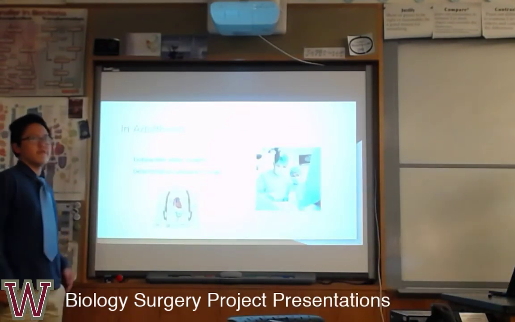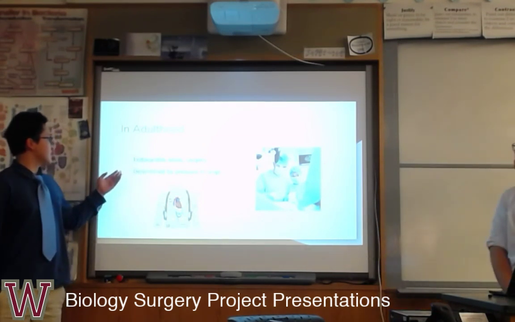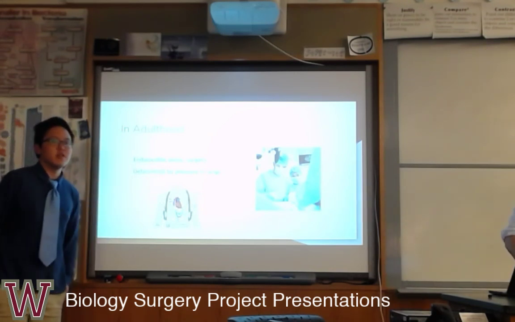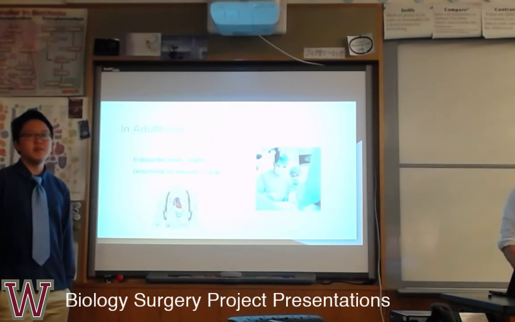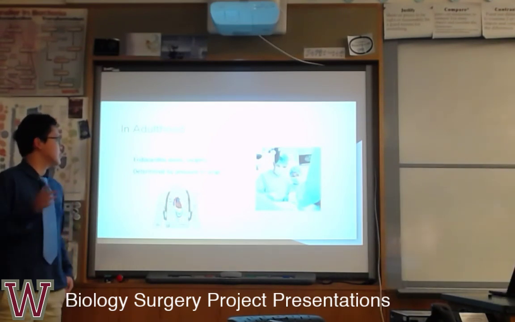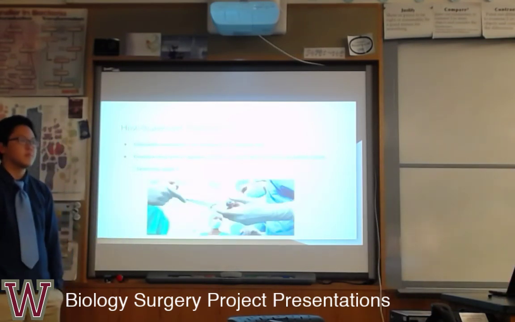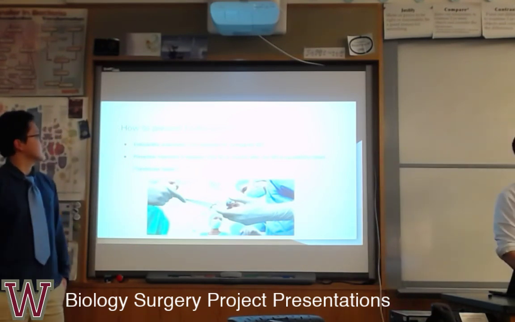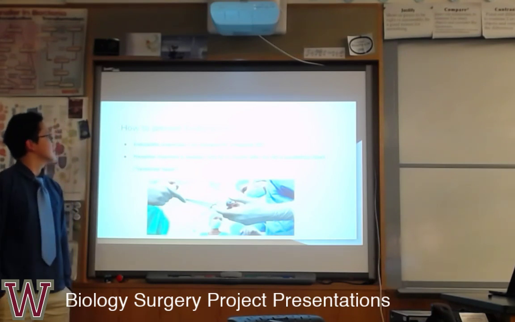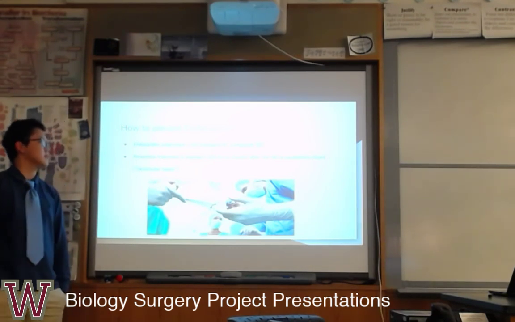So what if you receive the VSD surgery in adulthood? Basically, it depends on endocarditis. So if you have endocarditis and VSD at the same time, you'll receive the surgery, but it is also determined by pressure in the lungs. How to prevent endocarditis? Endocarditis prophylaxis is not necessary for unrepaired VSD, and preventative treatment is necessary only for 6 months after VSD surgery is successfully closed.